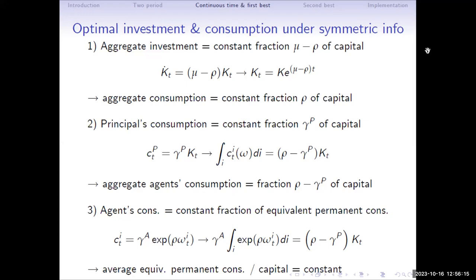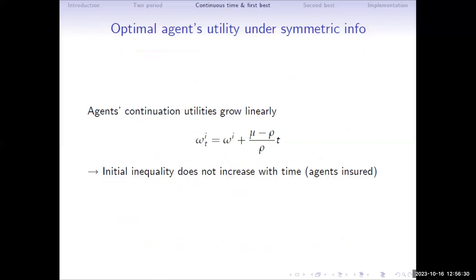So all these things, what they do is they say that the ratio of average across agents equivalent permanent consumption divided by capital is constant. And I am going to rush so fast.